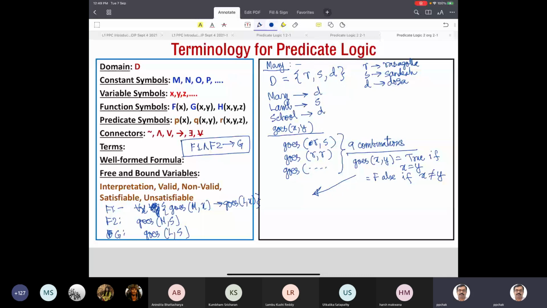So person who said false, can you tell me why it is false and not true? Because goes(D, D). I have mapped Mary to D. Goes(D, D) is true or false? Based on this definition? True. It says goes(D, D) must mean true. This is what it means, right?